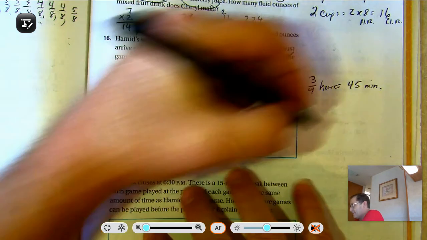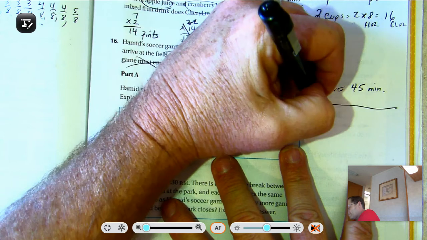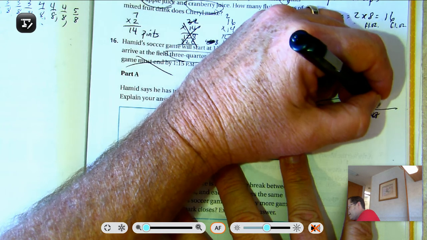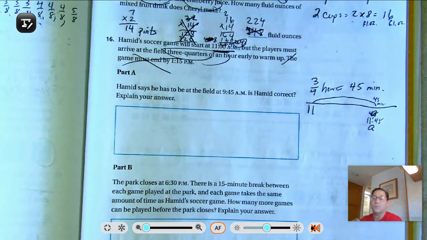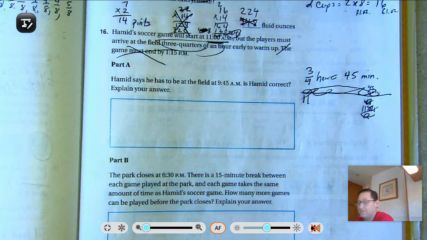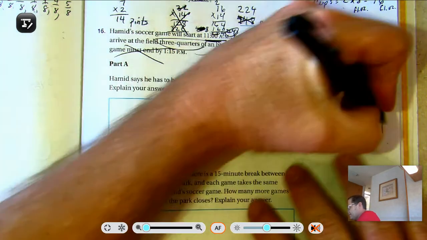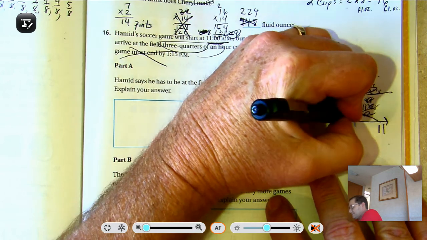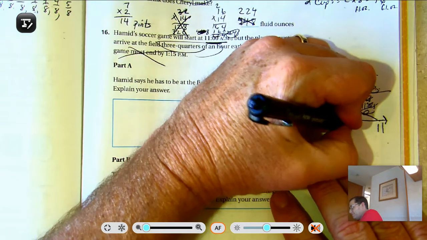All right, so 11 o'clock plus 45 minutes, that puts us at 11:40. Oh no, we have to go backwards, right? The game has to start at 11, so that's his end time. He's got to be there 45 minutes early. So let's go back by 15s. If I back up 15 minutes from 11, that's 10:45.